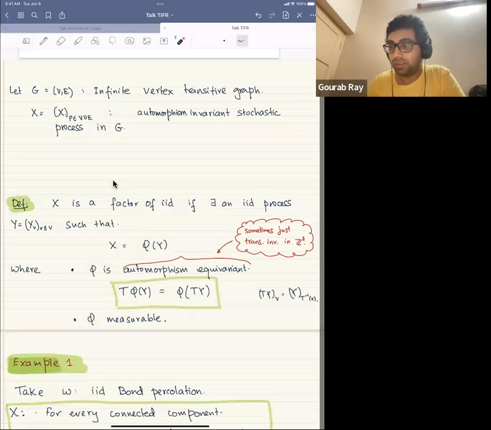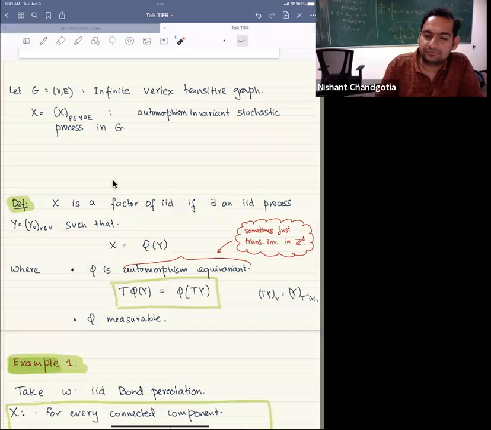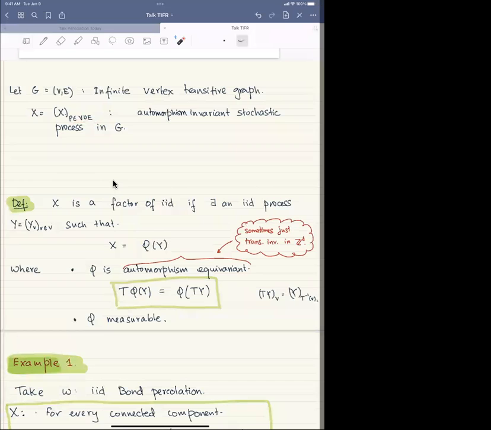So this IID process will be attached on the vertices, and I really need this process X to be on vertices and edges both. I see. So Kaushik, can you see the screen now? Yes, I can. Yeah, thanks.